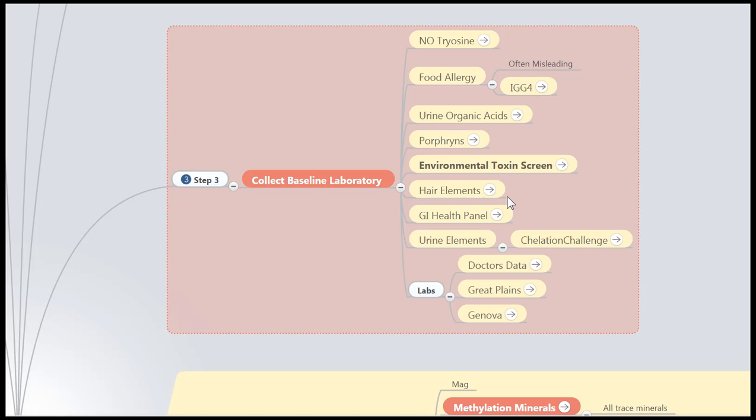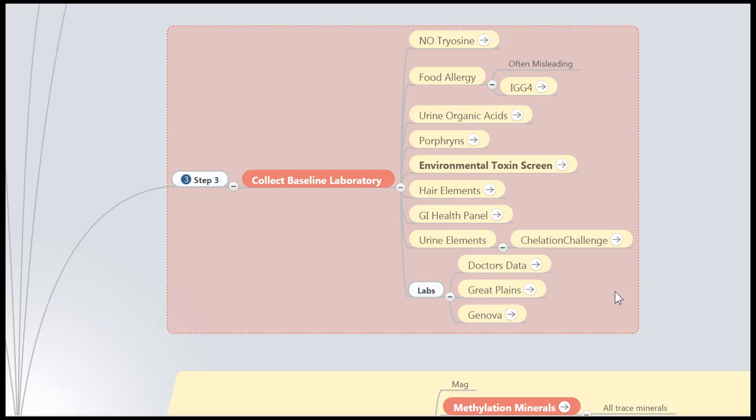That's the type that the EPA recommends. Others are not washed, and they don't use instruments that are sensitive enough to pick up these compounds at the level they're present in the hair in a reliable manner. Genova is another good one. GI Health Panel, we have this one linked to Genova, but there's several good ones.